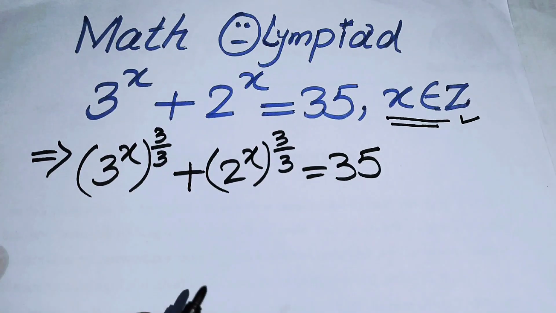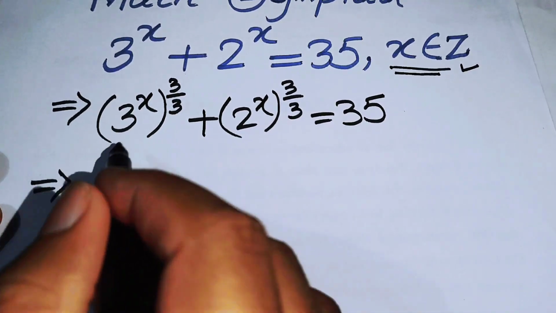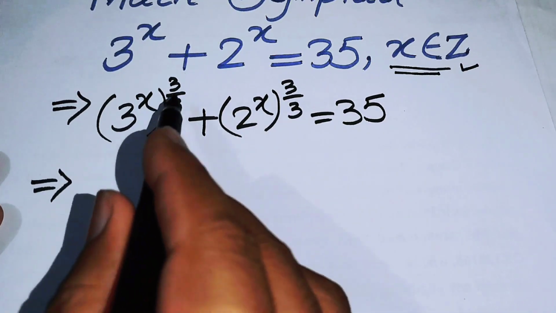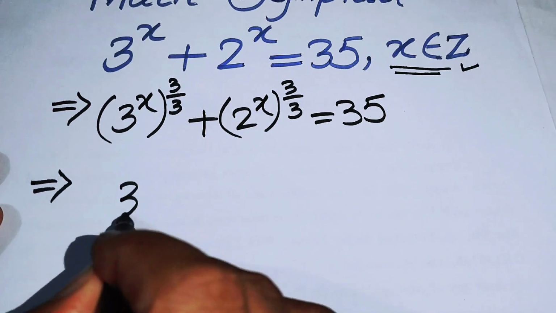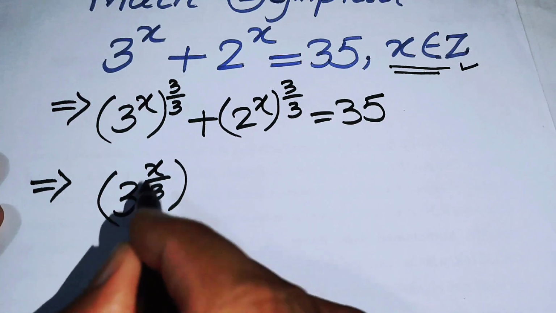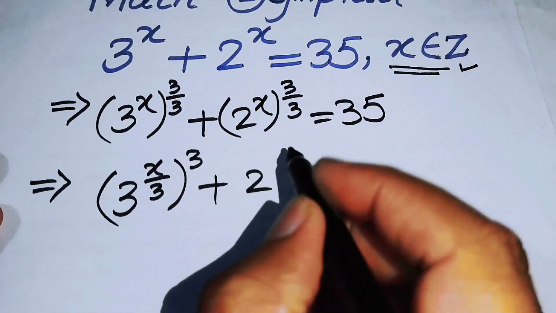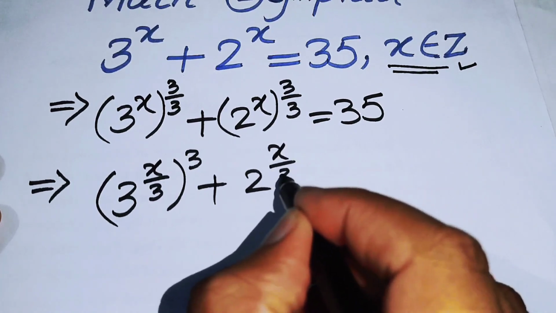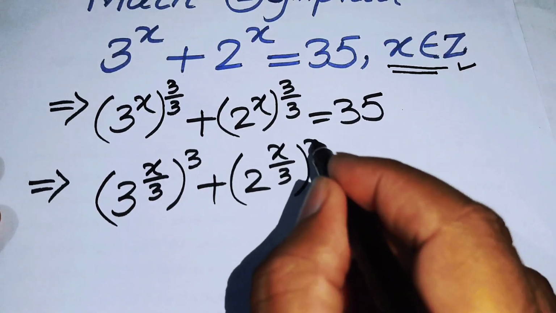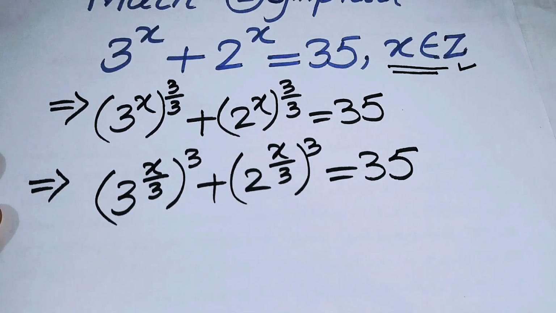After that, I can use the nice exponential law, and you know that if we have an exponent to the exponent, these exponents are multiplied with each other. So we can write it as (3 to the power of x over 3) whole cubed, plus (2 to the power of x over 3) whole cubed, is equal to 35.